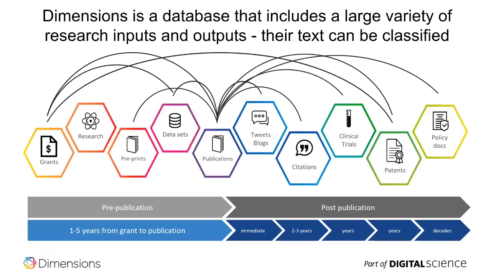To do that, we're going to use Dimensions data. Dimensions is a part of Digital Science. Dimensions is a database that includes a large variety of different research inputs and outputs, some of which are laid out here. In addition to collecting all of these things in one place, Dimensions provides a lot of enrichment to the data, including, most importantly, linkages between them, so that we can say things like grant A funds publication B, which is cited in clinical trial C. By having all these interlinkages, we can do a lot of very interesting analyses very quickly.